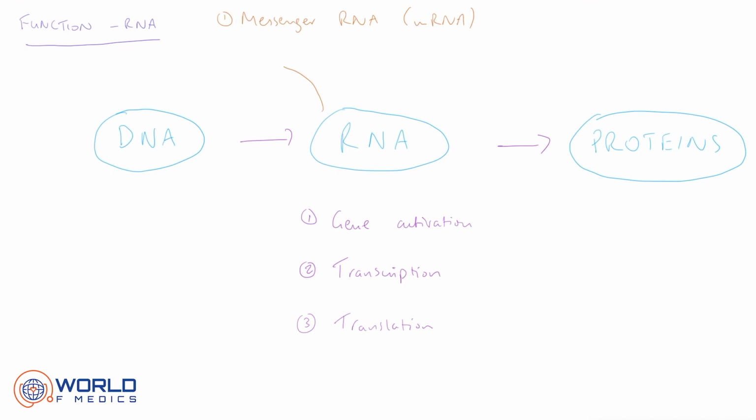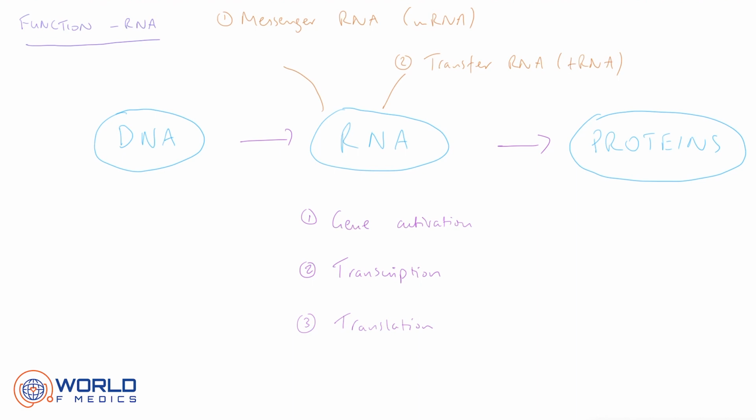And then we have another type of RNA called transfer RNA, also known as tRNA. Transfer RNA, or tRNA, is involved in the translation process. So that's the process of the messenger RNA eventually corresponding to different amino acids, and those amino acids being formed into a long protein, a long polypeptide chain.